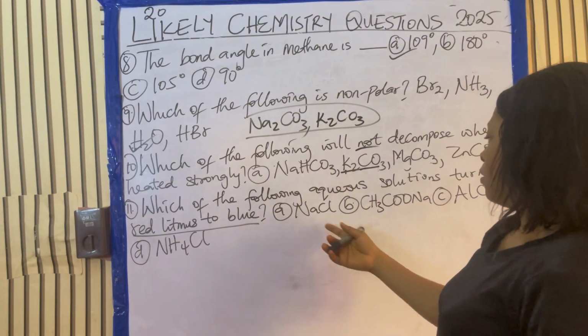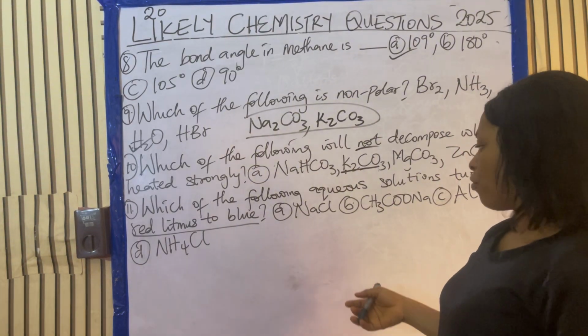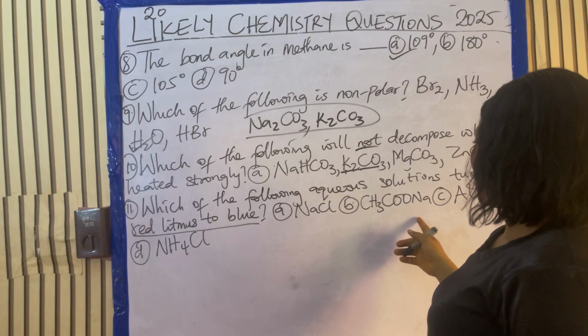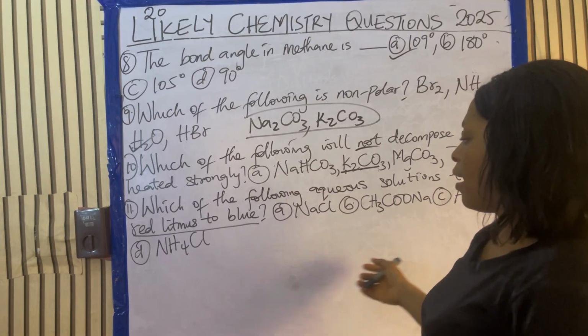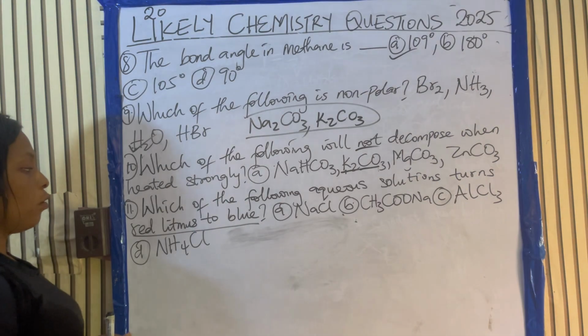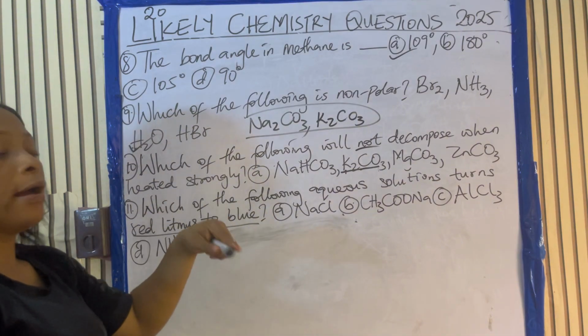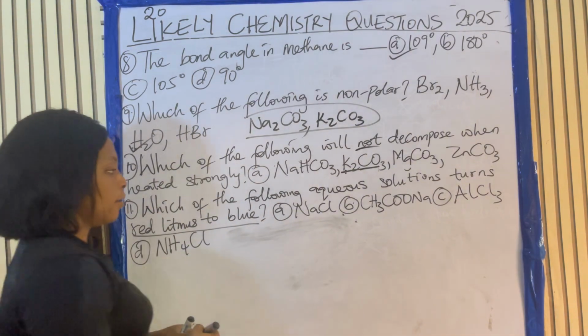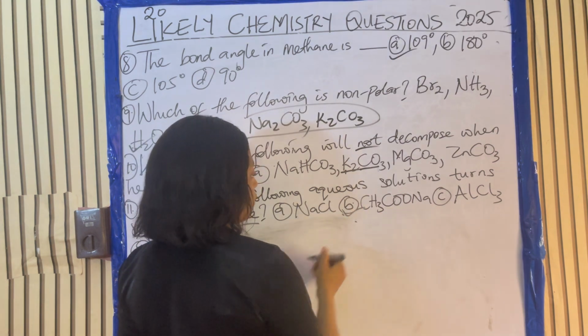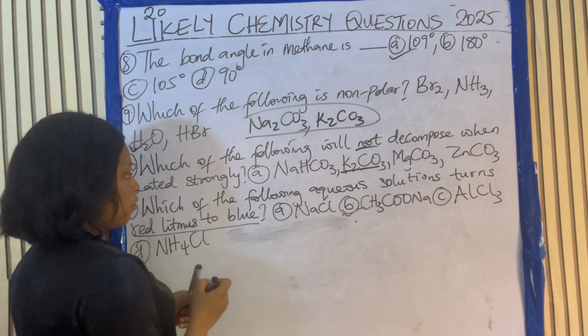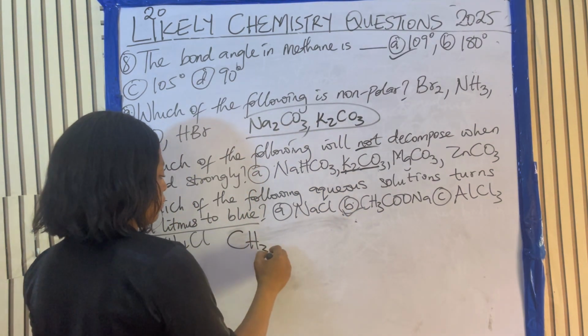solution here? Sodium chloride is going to be neutral. Sodium ethanoate, ammonium chloride, and this. So the one that, when you dissolve it in water, will give you an alkali or a base here is sodium ethanoate. If you dissolve it in water, look at it here. Sodium ethanoate.